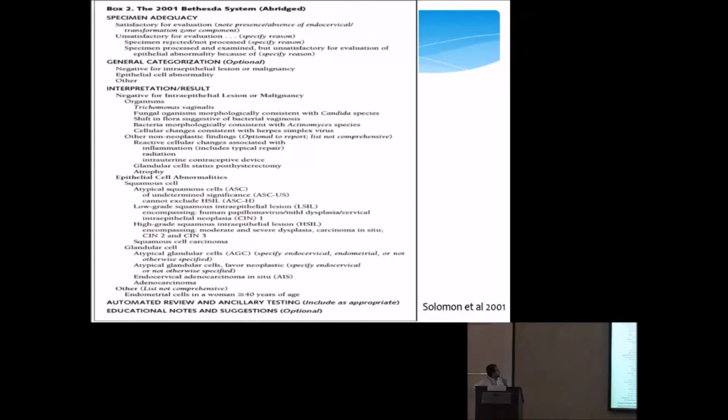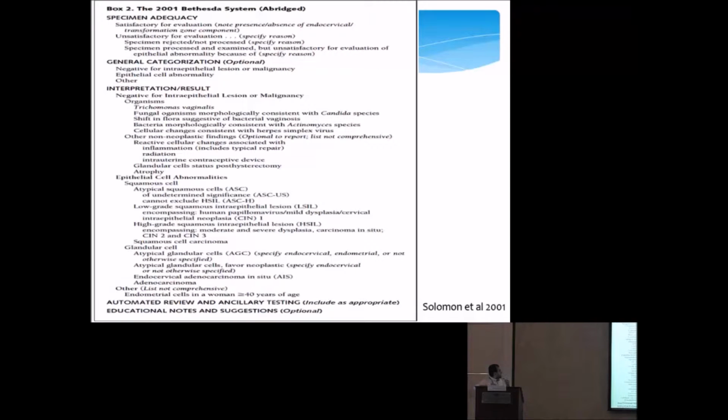So this is how it's been reported. This is the Bethesda system of 2001, and it is currently being used. There are 4 categories: the specimen adequacy, the general categorization, the interpretation of the result, and then educational comments and or automated and other ancillary tests. Specimen adequacy is whether it's satisfactory or unsatisfactory. For satisfactory liquid-based, there must be at least 5,000 cells. For the conventional one, there must be a minimum of 8,000 cells. Generally, the result is either negative for epithelial malignancy or there are abnormalities.